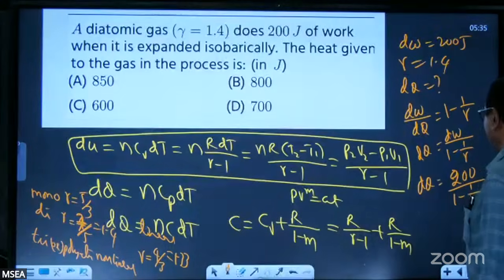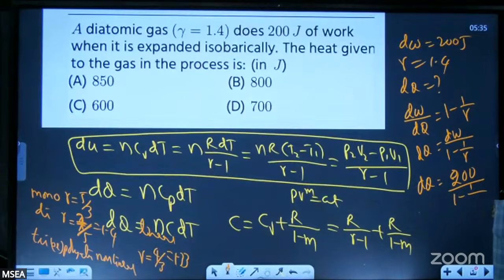Now we come to our question. Gamma is clearly given as 1.4.